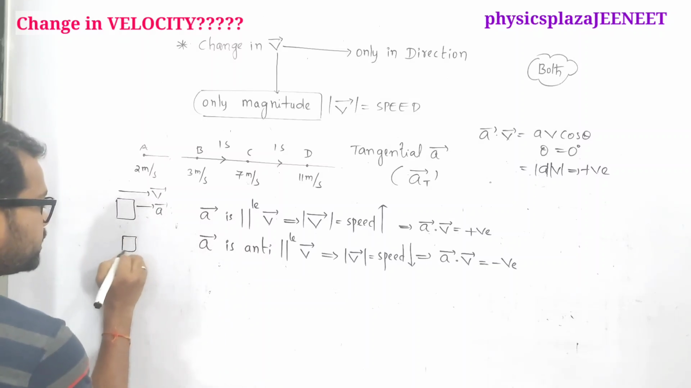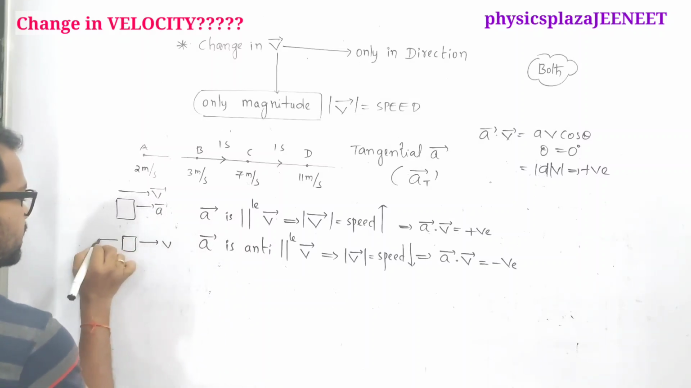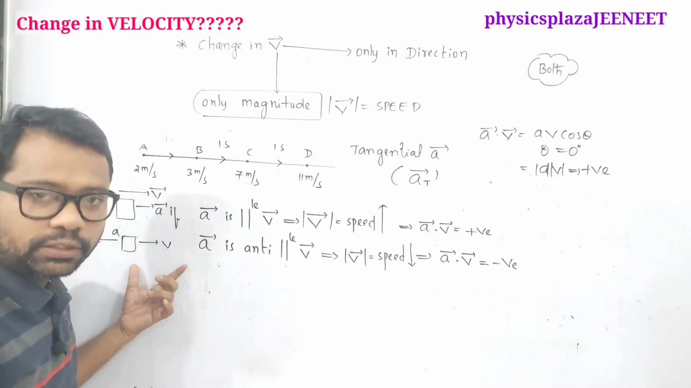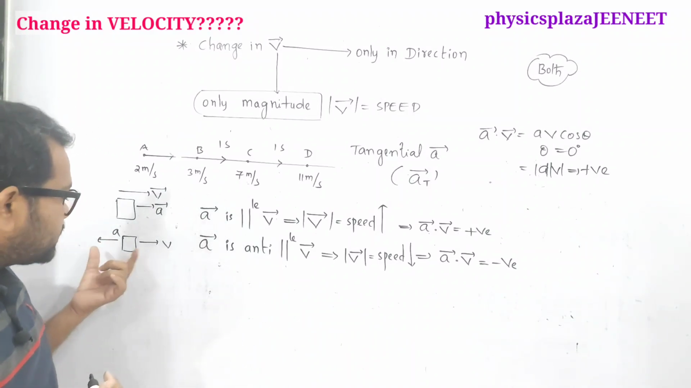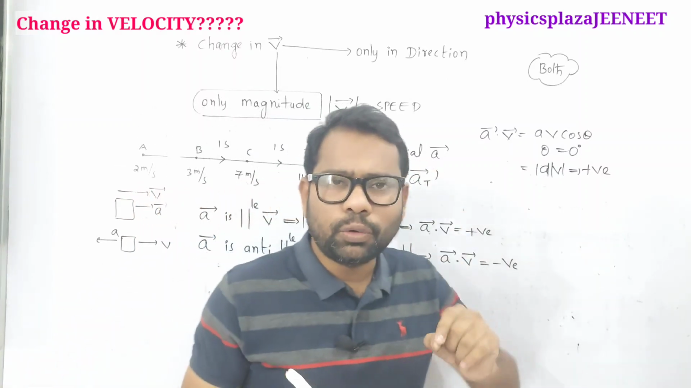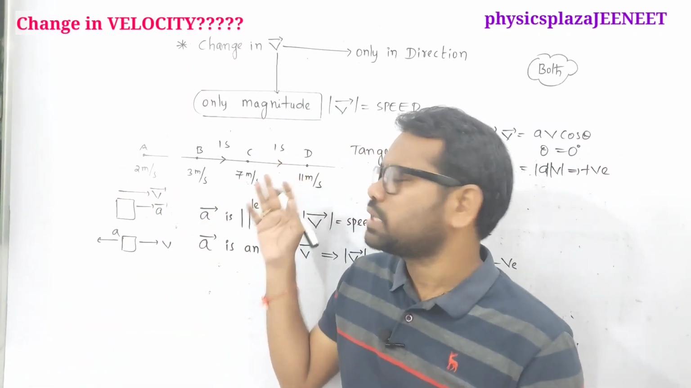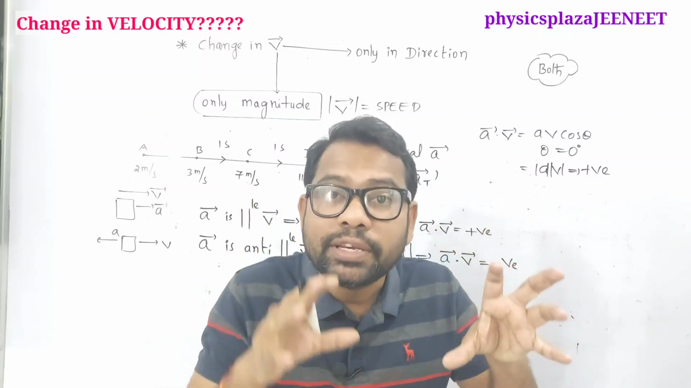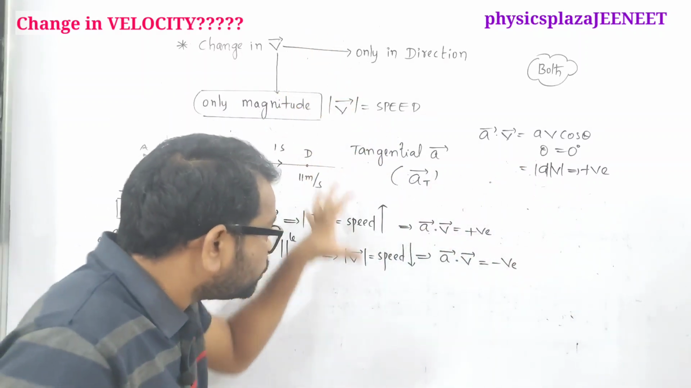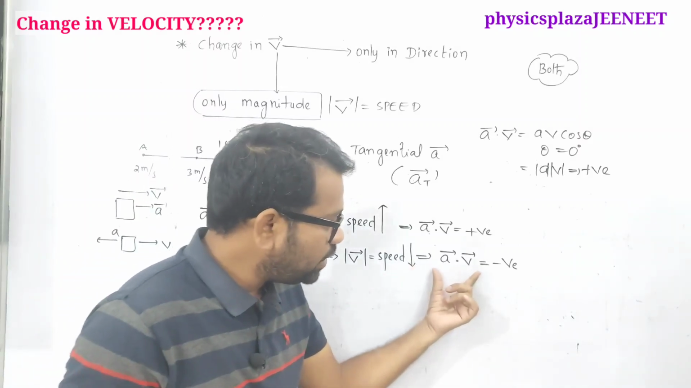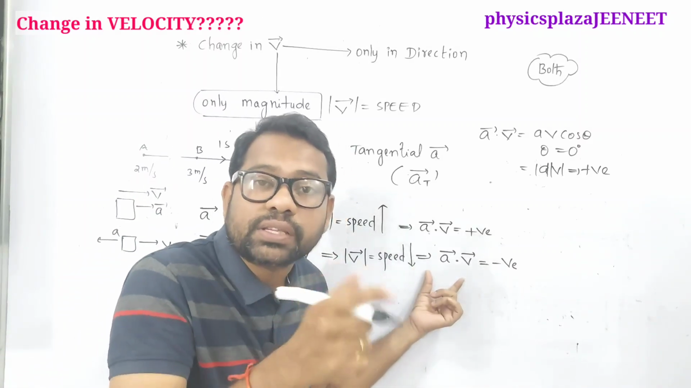If not, for example, velocity is like this and acceleration is like this, so it's like a retarding force is acting on it. Then what happens, children? Here acceleration is anti-parallel to the velocity. Then the speed decreases. Children, don't get confused. Sir, you are talking about the acceleration, so from where did this speed come? Children, speed is nothing but the magnitude of the velocity. Here we are talking about the magnitude of the velocity. So in this case, speed decreases, then a·v will be negative. The dot product of acceleration and velocity is negative.